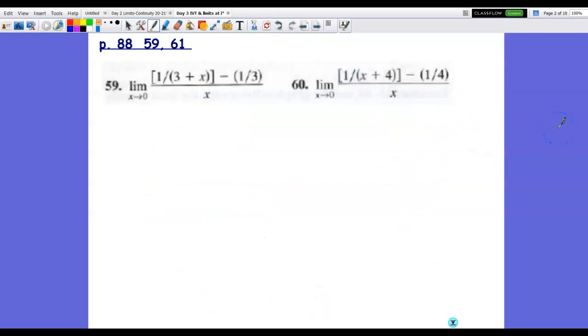I think you can see that 60 is exactly the same as 59, except for now we have x plus 4. So if you had trouble with this, I would strongly recommend that you stop the video right now and do this problem and prove to yourself that you can do it, because watching me do math doesn't necessarily make you any better.